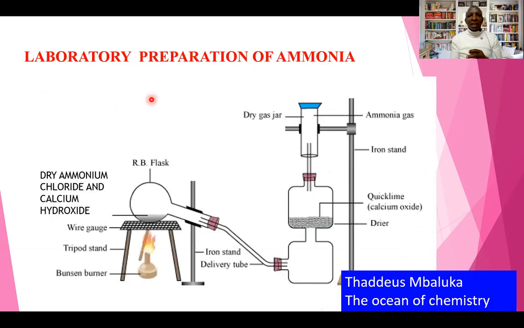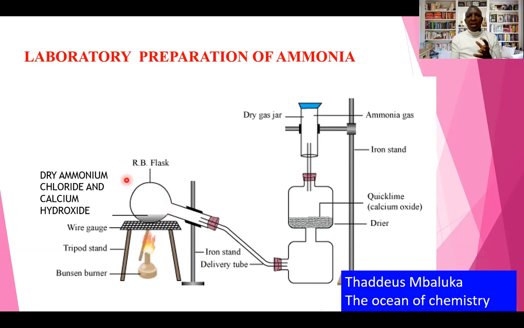In this scenario, we are looking at the laboratory preparation. We have the diagram here, and we have the reagents: dry ammonium chloride and calcium hydroxide. They are being heated in a round bottom flask. You can see the orientation of the flask. It is slanting downwards. The round bottomed flask is slanting downwards.